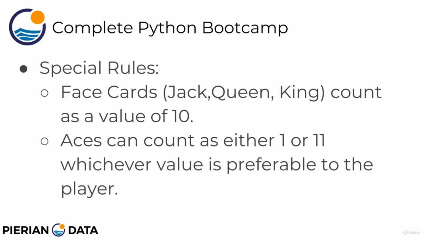So let's talk about a few special rules that you're going to have to implement. One is that face cards, such as the Jack, Queen, and King, are going to count as a value of 10. So we're going to be walking you through how to actually create a representation of a deck of cards, and those face cards are going to have a sum value of 10. And then here's the tricky one: aces can count as either a 1 or 11, whichever value is preferable to the player. So if you have an ace in your hand, you can either treat it as a 1 or an 11.